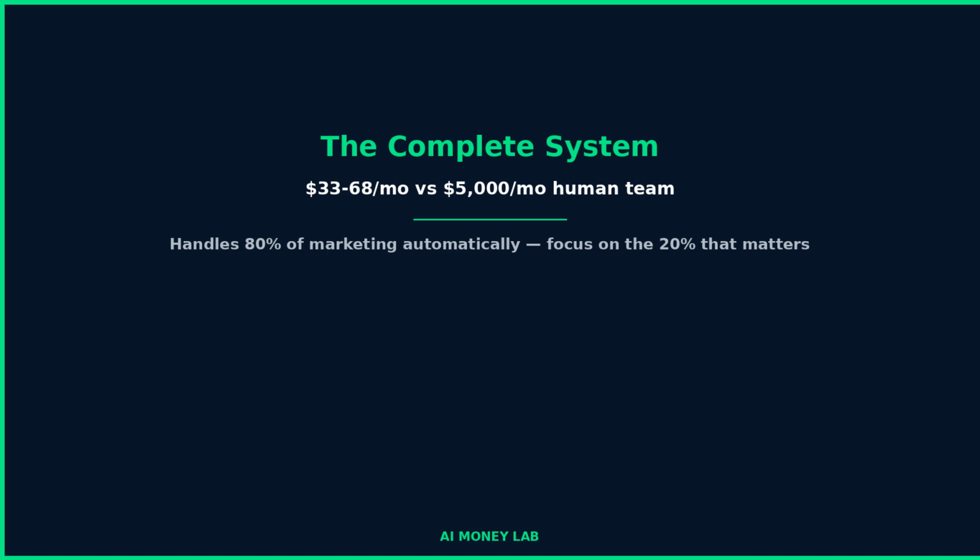I connect all my social media accounts to Buffer. That's LinkedIn, Instagram, Facebook, and Twitter. Then I set up a posting schedule. Let's say Monday, Wednesday, and Friday at 9 a.m. and 2 p.m. for each platform.